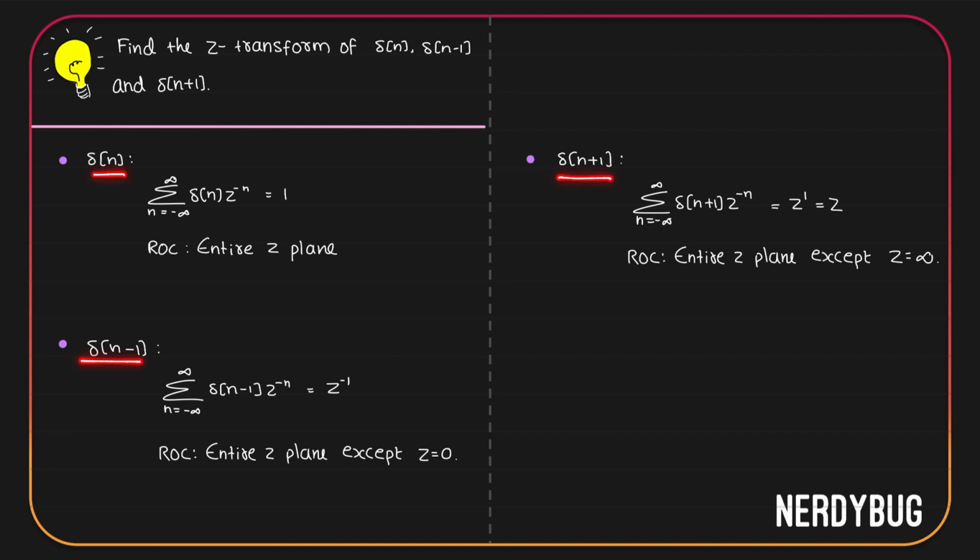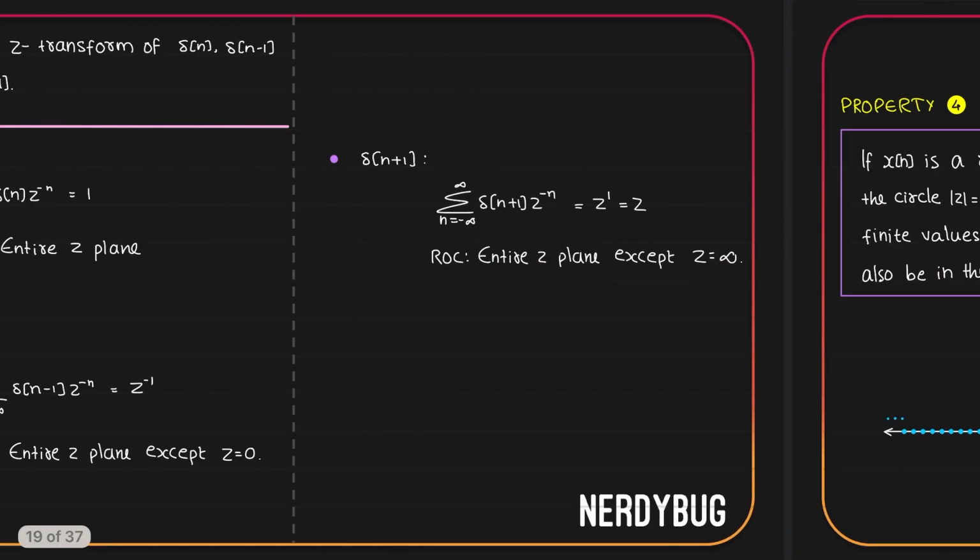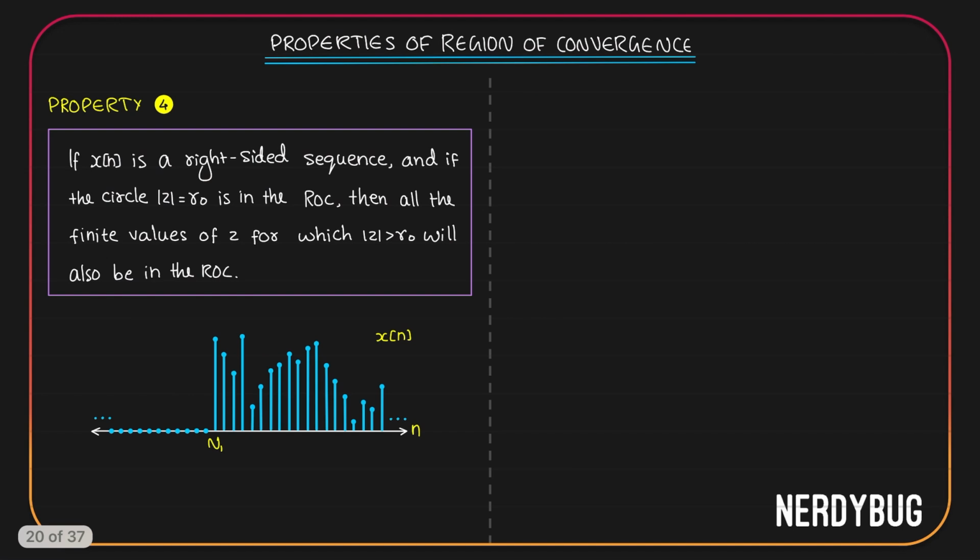Delta of n minus 1 and delta of n plus 1 are all finite duration signals because they only exist at a single value of n. For the first one, we got the ROC to be the entire z plane. For the second one, the ROC was the entire z plane except z equal to 0. For the third one, it was the entire z plane except z equal to infinity. Let's go to the next property.